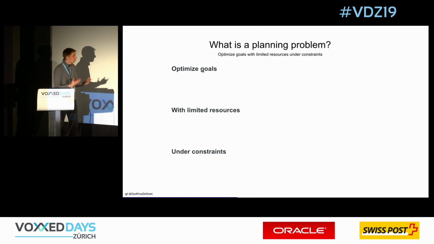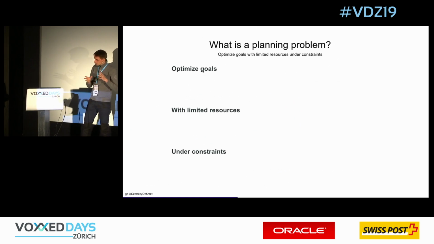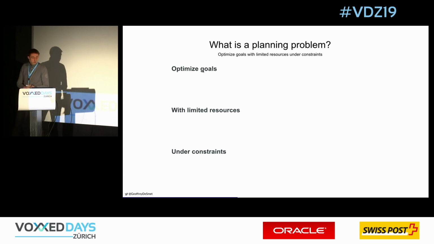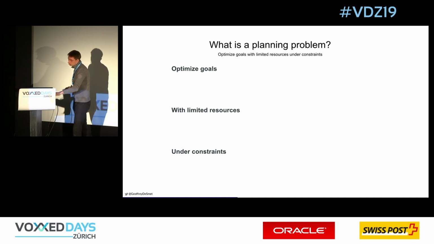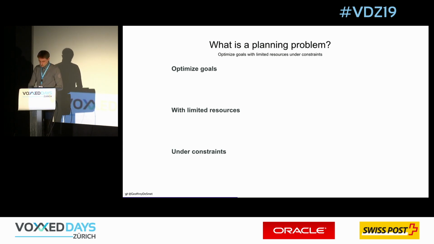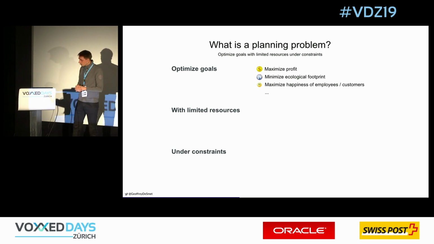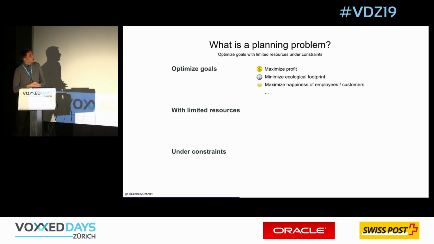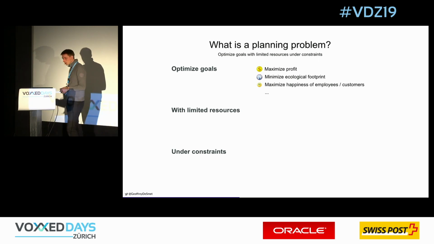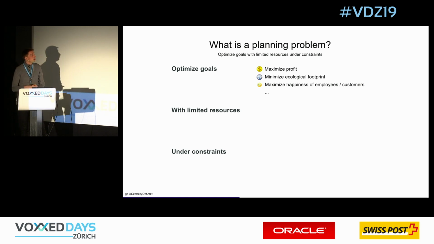So what is a planning problem? OptaPlanner doesn't just work on the traveling salesman problem or on vehicle routing problems, but on many other kinds of constraint solving problems too. A planning problem is where you want to optimize goals, and you want to do that with limited resources under constraints. For example, goals are maximize your profit, of course. Most companies like that, if not all. Minimize ecological footprint. Some companies care about that, but it's nice to have a win-win situation, and it's something we really should be doing, I believe. And maximize the happiness of the employees, so basically increase employee retention and increase customer satisfaction, right?